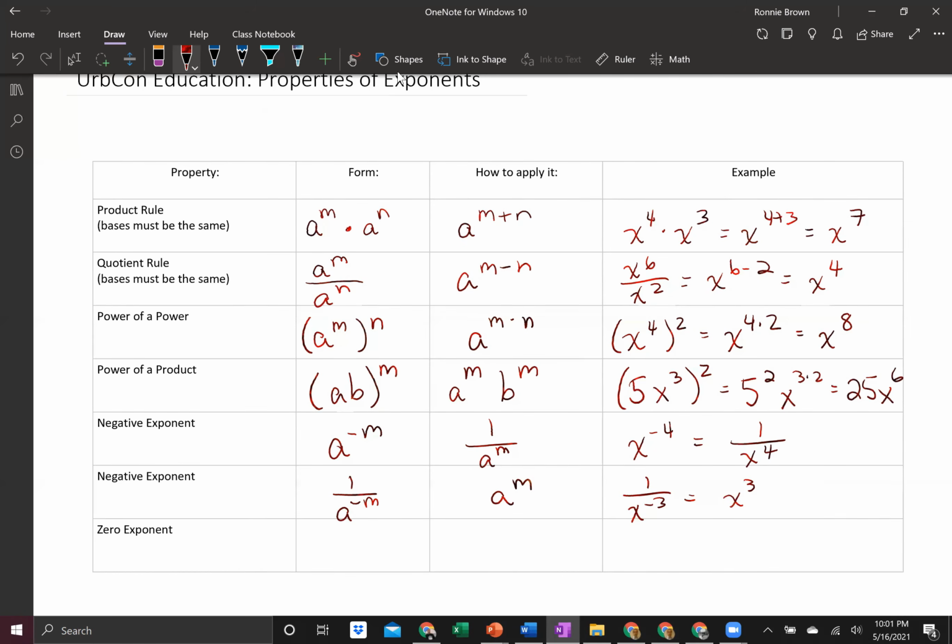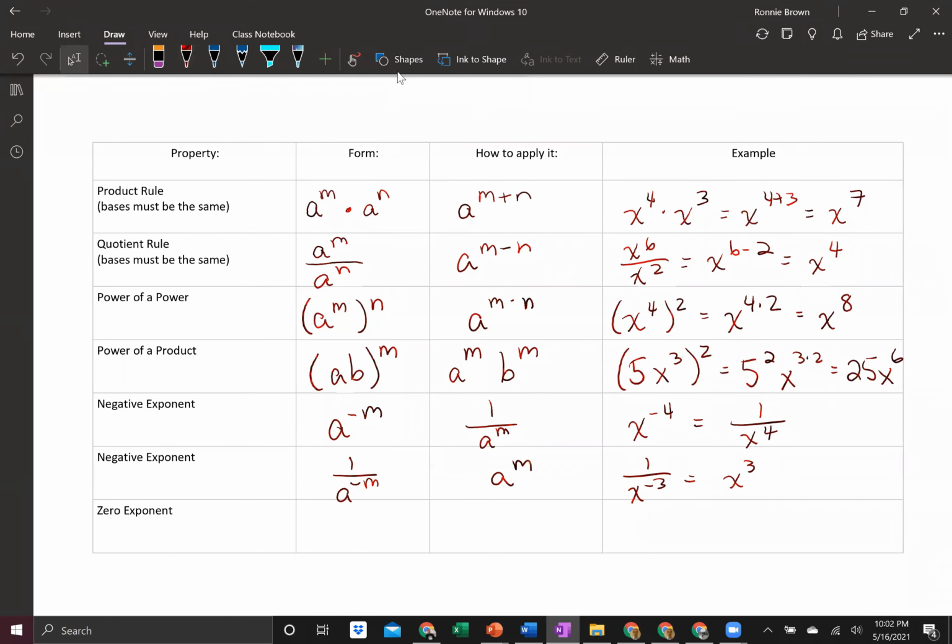And then here's my final property of exponent. This will be called the zero exponent property. So here it looks something like this, where we have something raised to the 0 power. So how do we apply it? Well, whatever is raised to the 0 power is always equal to 1. So let's say if we had the quantity of negative 5x, all of that in parentheses, meaning it's together. So all of that is raised to the 0 power. What's the answer? It's 1.